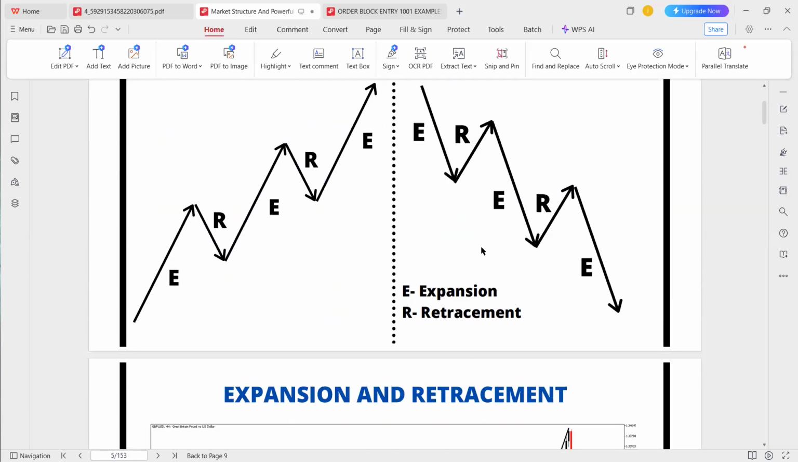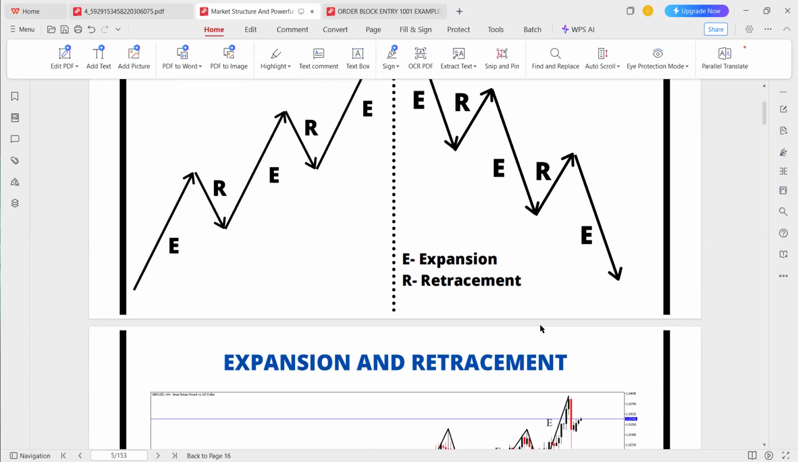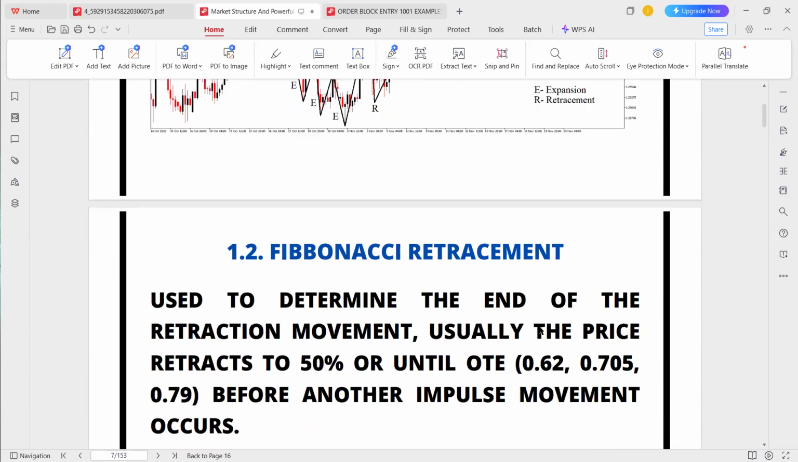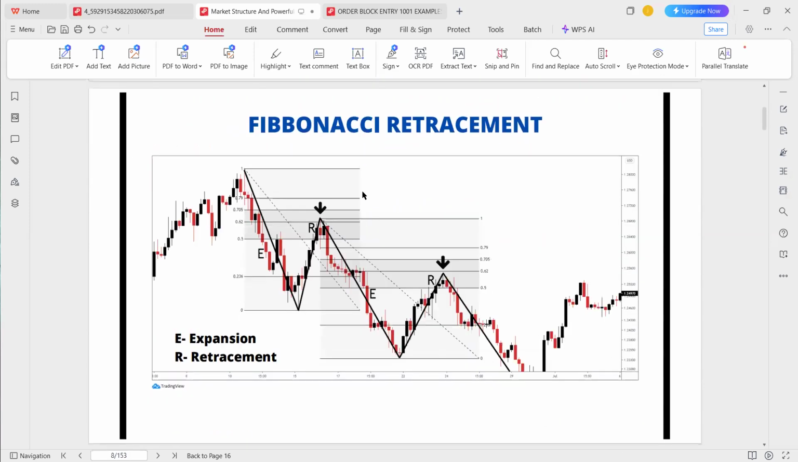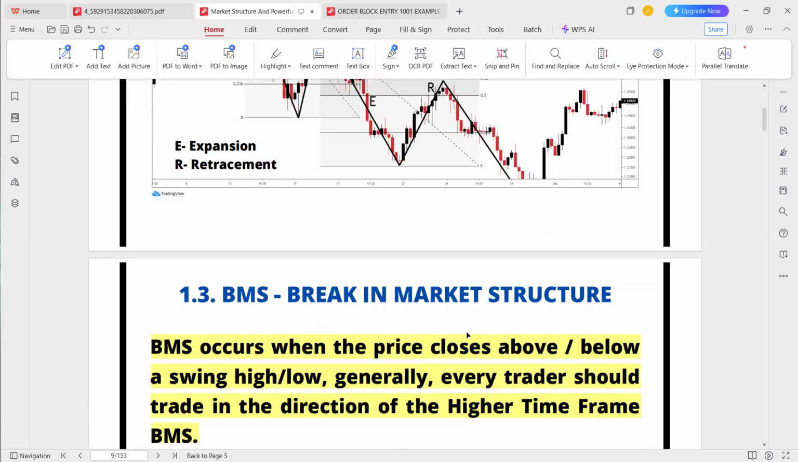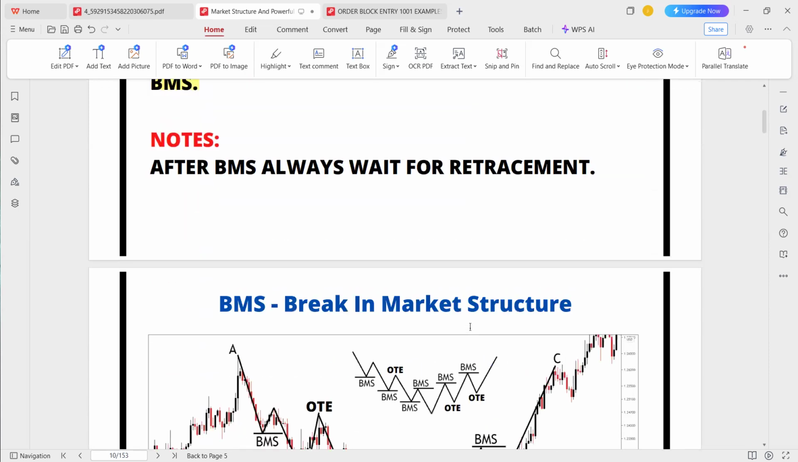Where is the market expanding? Where is it retracing? Are you currently in an expansion? Are you currently in a retracement? Once you figure that out, next thing you want to run your fib. If you've got a nice clean expansion and a clean trend, then the next thing is waiting for an entry and just executing your trade.